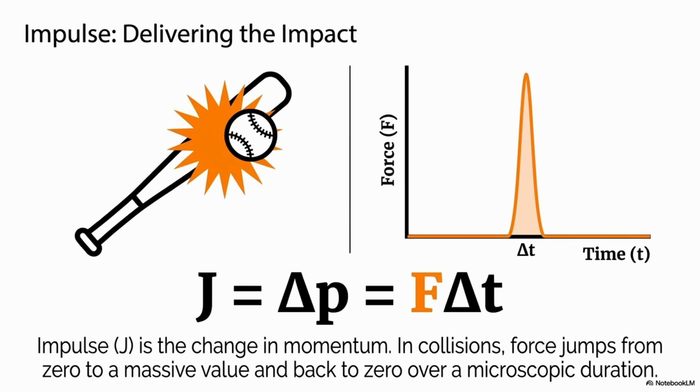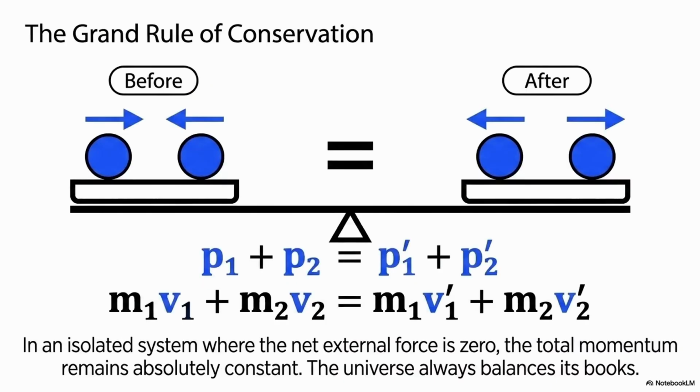All right, moving to the next slide. Slide 5, the grand rule of conservation. We've got this visual of a balanced scale with blue spheres before and after a collision. This is the core premise of everything we're talking about. In an isolated system, which means a scenario where the net external force is zero, the total momentum remains absolutely constant. So nobody from the outside is interfering, no friction, no gravity dragging things down.